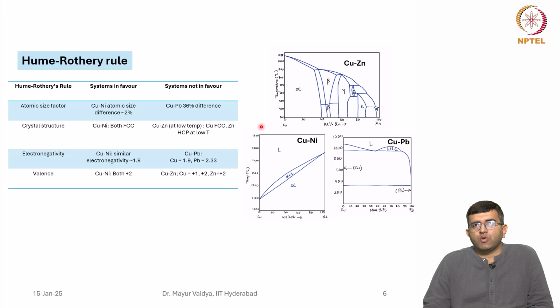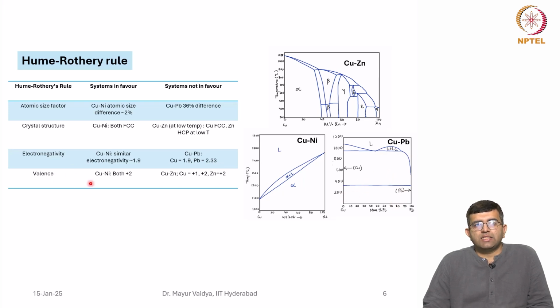Again, crystal structure also: copper and nickel are both FCC. Copper-zinc, although the size difference is not that much, the structure differs: copper is FCC, zinc is HCP at lower temperature. So, you see the copper-zinc also has a solubility range, but it is not an isomorphous system. Electronegativity of copper and nickel are again similar, 1.9. For copper-lead, it is very different. So, that is why you see almost a phase separation here.